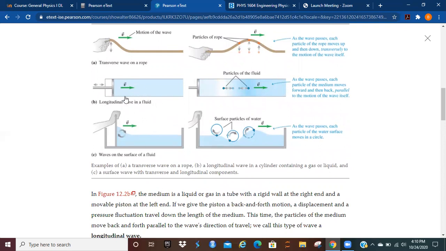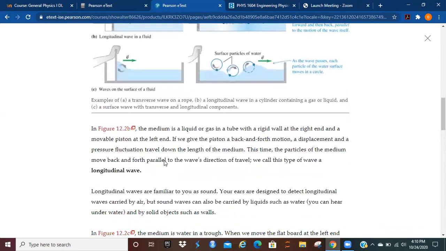In this particular figure, 12.2b, the medium is a liquid or gas in a tube with a rigid wall at the right end and a movable piston at the left end. If we give the piston a back and forth motion, a displacement and a pressure fluctuation travel down the length of the medium. This time, the particles of the medium move back and forth parallel to the wave direction, and this is considered longitudinal because the motion of the wave is in the same dimension as the movement of the particles of the fluid.